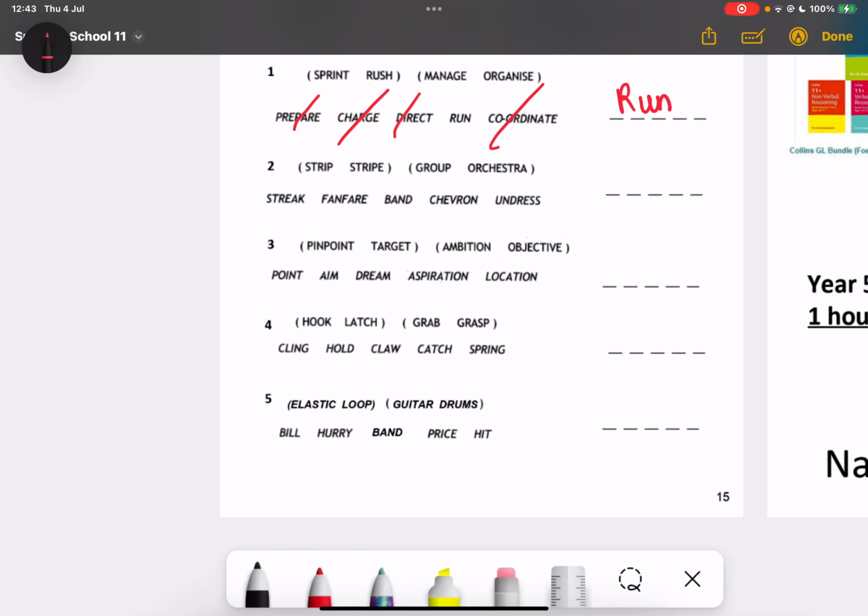2, so we have strip and stripe and then group and orchestra. So here we have streak, fanfare, band, chevron and undress. So with 2, strip and stripe is like an elastic band, and then group and orchestra are both musical groups, so a band would make the most sense.